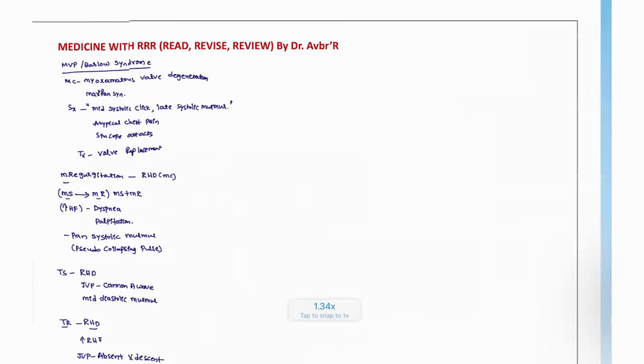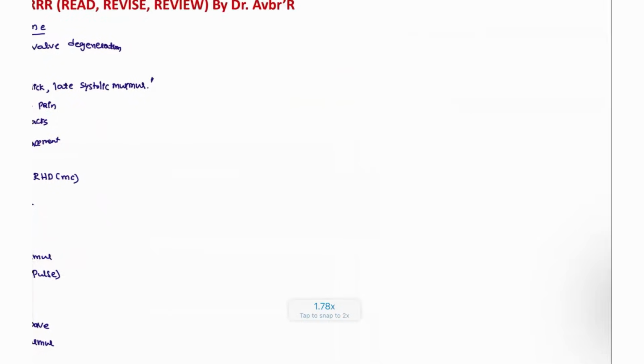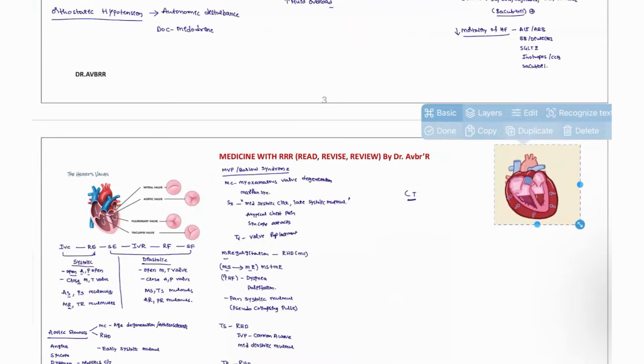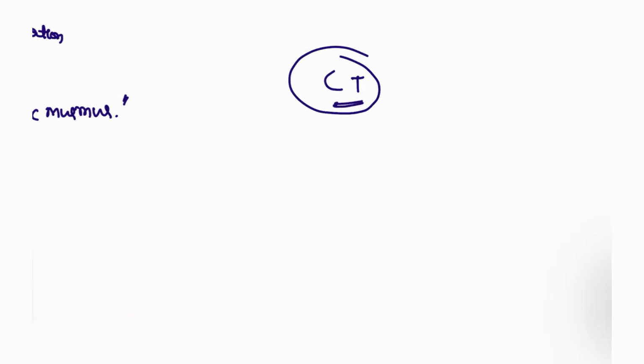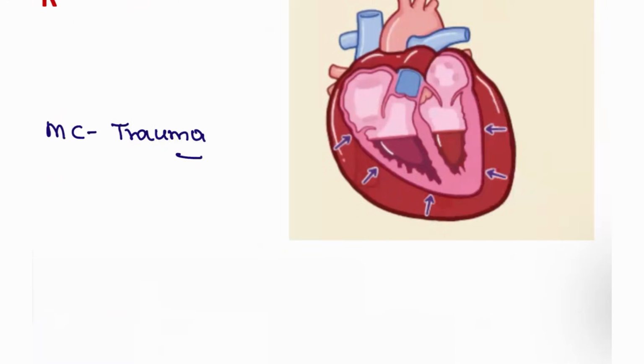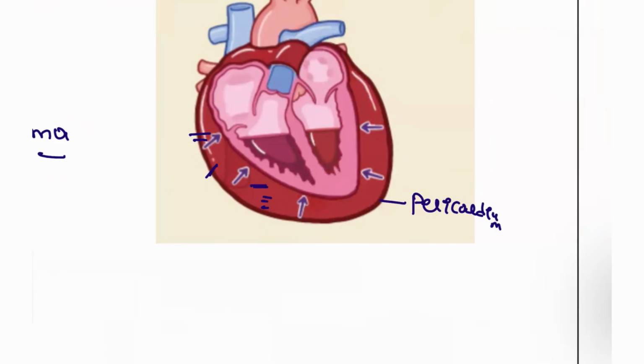Next, we also have one more condition that you have to discuss here, which is cardiac tamponade. What happens in cardiac tamponade? Usually, the patient is most commonly affected by trauma. When there is trauma, it can lead to a tear, and there will be release of fluid into the pericardial tissue. The pericardium covers the heart, but inside this, there will be an increase of blood.